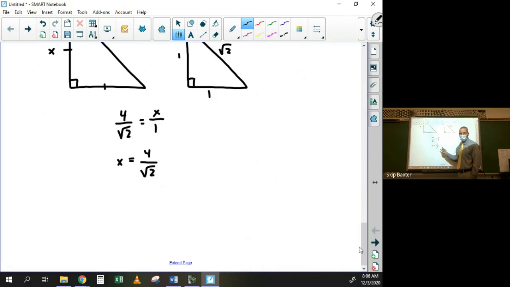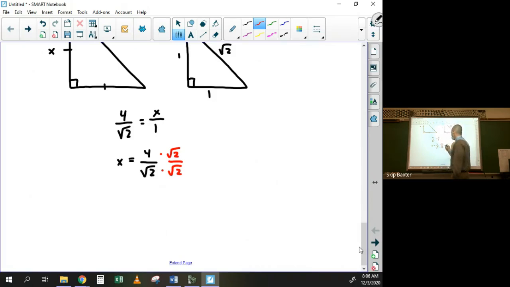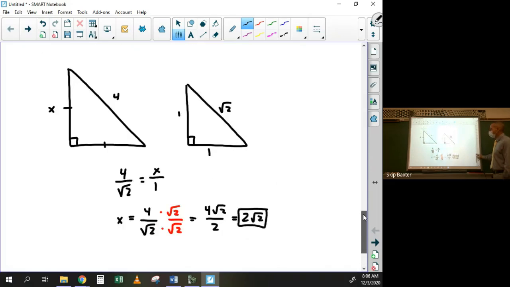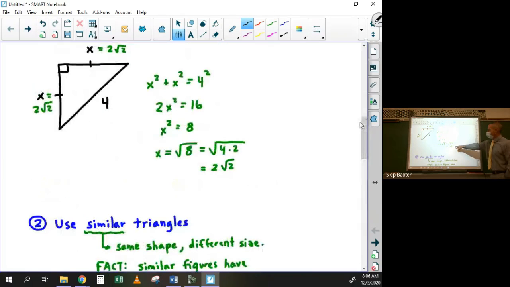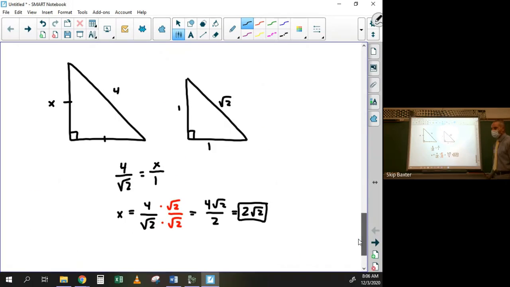But you have to rationalize the denominator, like always. You can't leave a radical in the denominator. So I have to multiply by radical 2 over radical 2, which gives me 4 radical 2 over 2, or 2 radical 2. And that's the same answer I got up here. I got 2 radical 2. But I did it a much different way. Instead of using the Pythagorean theorem, I set up a proportion with a similar triangle. Does that make sense?